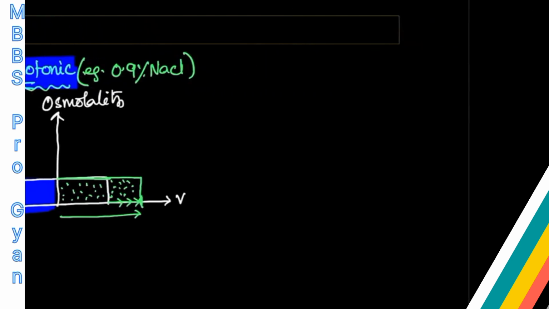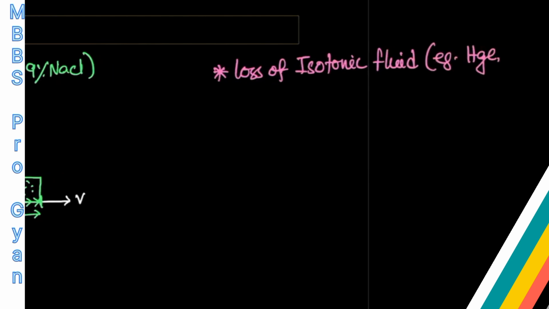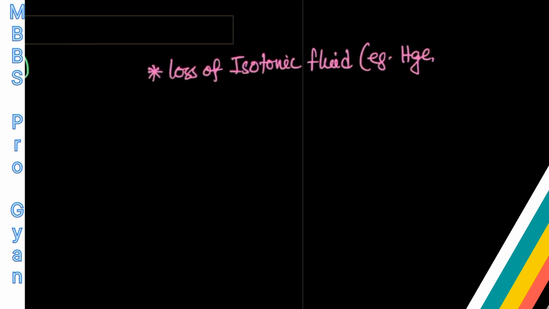Now the next problem: loss of isotonic fluid from the body. Examples are, suppose there is a hemorrhage. So there is loss of plasma from the body, which is isotonic. Or suppose there is vomiting going on. So these are examples of loss of isotonic fluid from the body.